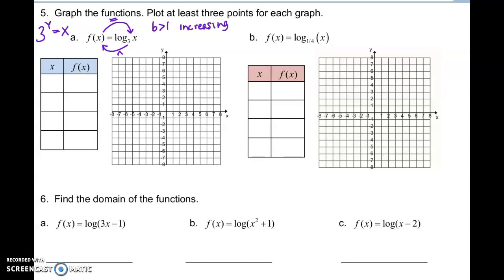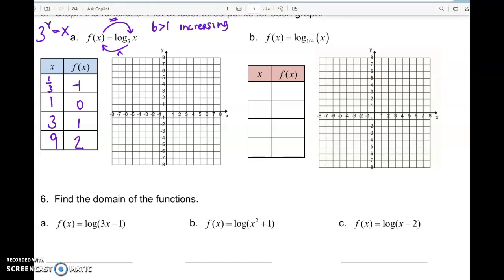So let's put in values for y. If you put in -1, you would get 1/3. If you put in an exponent of 0, you would get 1. If you put in an exponent of 1 for y, you would get 3. And if you put in an exponent of 2, you would get 9. I can't really figure out the log base 3 of x by putting in values of x without putting it in this exponential form, so I can work backwards.